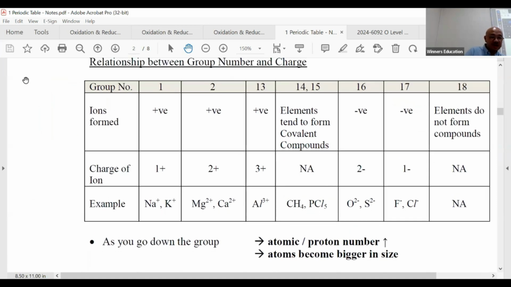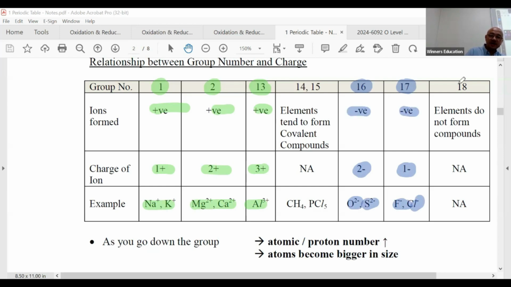And again, based on bonding, everyone should have a good feel that group 1, group 2, and group 3 tend to form ions and therefore ionic compounds with the charge. Your group 16 and 17, once again, have 6 to 7 valence electrons. They tend to easily take in 1 or 2 electrons to form these ions. These are the examples. Your group 18, basically, do not react most of the time. In our syllabus, they don't react.